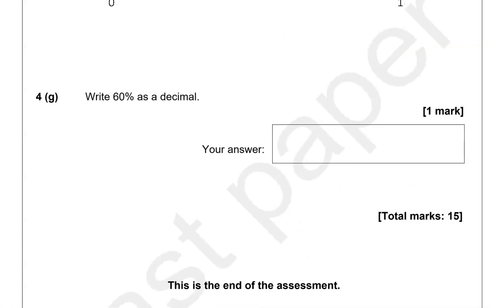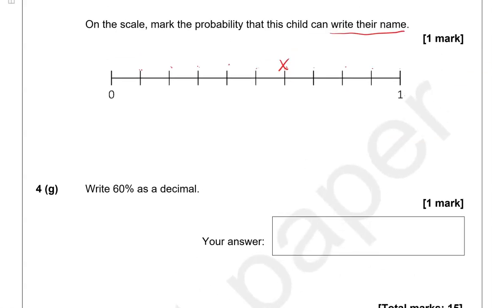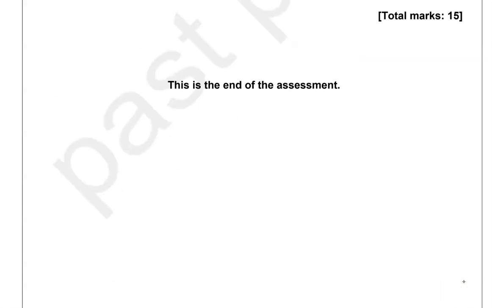Write 60% as a decimal. So again, we've just said that. That was 0.6, which was this point here, because it's between 0 and 1. And that is 0.6. You could also do 60 divided by 100. And this is the end of the paper.